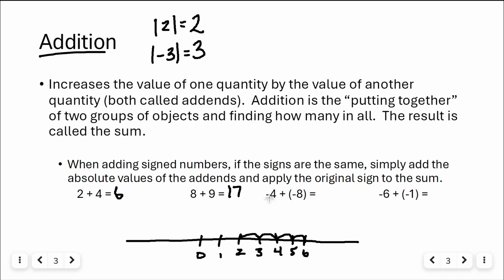When the signs are the same and I add, you could do the absolute value of each one. That's a 4. The absolute value of -8 is 8. And then you're going to add them. 4 plus 8 makes 12. And then you keep the sign. So that's going to be a -12. When the signs are the same, you add the numbers and keep the sign. So 6 plus 1 is 7, and I keep the sign, -7. All right, so there's my answer for those.